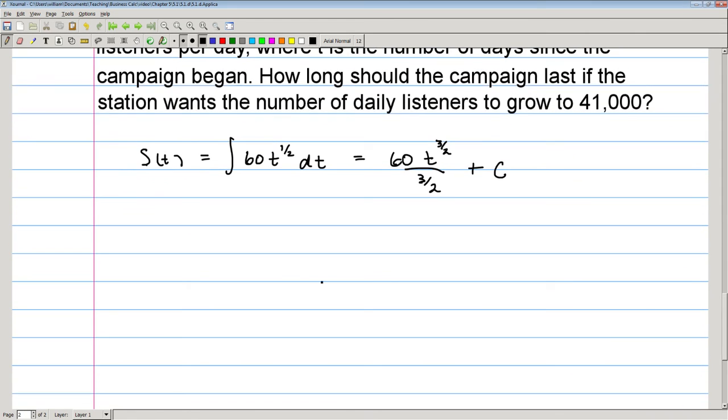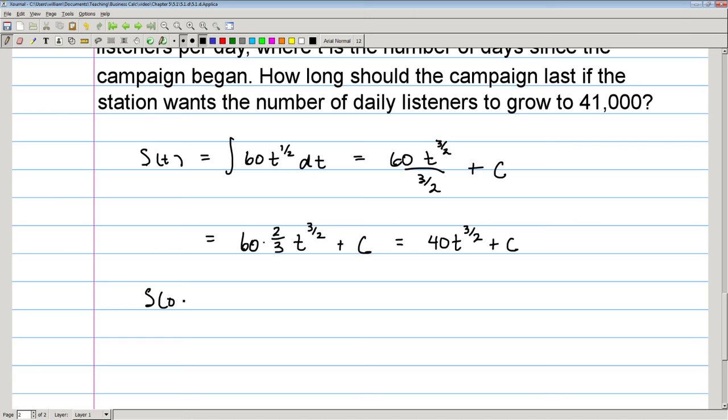Let's do a little algebra. So we invert and multiply: 60 times 2/3 t to the 3/2 plus c. A little more. 2/3 of 60, well, 60 divided by 3 is 20, times 2 is 40 t to the 3/2 plus c.